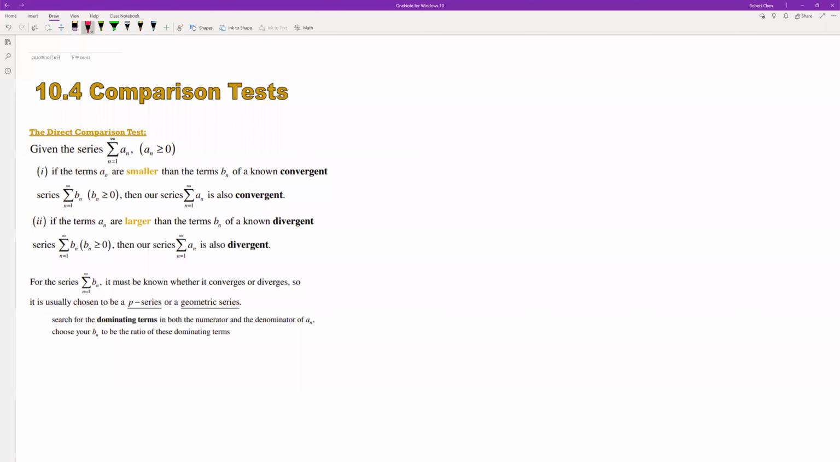Hello guys, this is 10.4. We're looking at comparison tests. In the last week we talked about direct comparison tests. Let's just do a quick review.